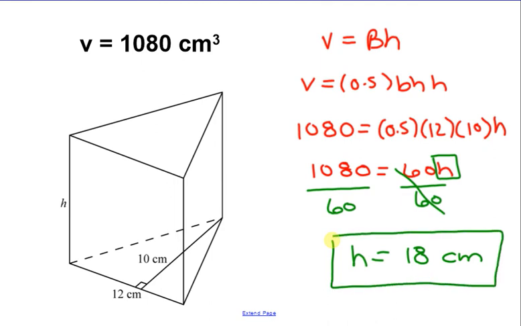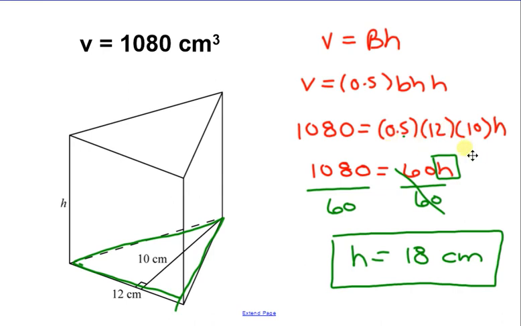Alright, go ahead and pause the video if you're not done so that you can finish. If you are finished, let's talk about it. So we have volume equals base times height, big B times H. And then I expanded out my formula. So I have volume equals 0.5 times the base and the height of the triangle here, times the height of the entire shape. So 1,080 equals 0.5 times 12, which is the base of the triangle, times 10, which is the height of the triangle, times H, which is the height of the entire prism, which I don't know.